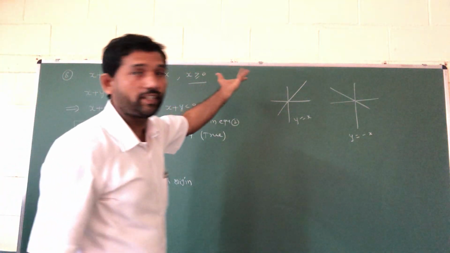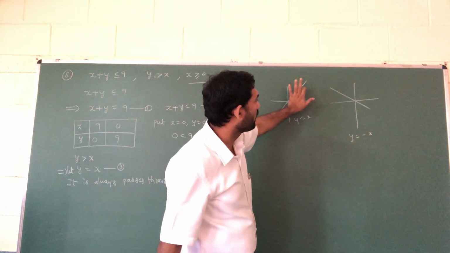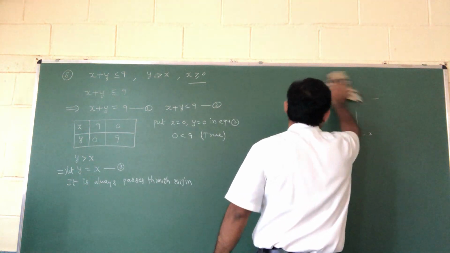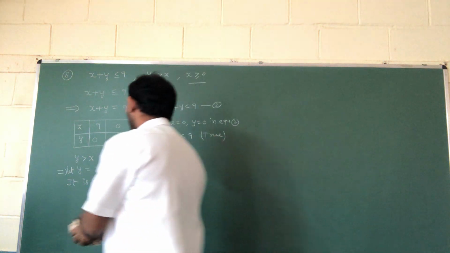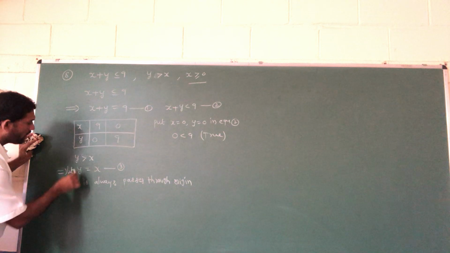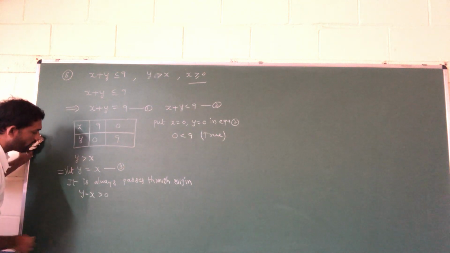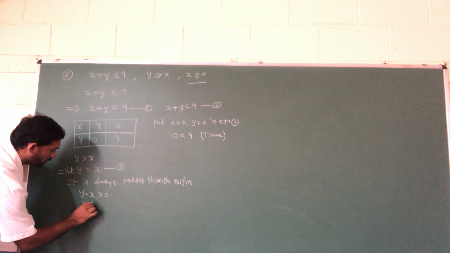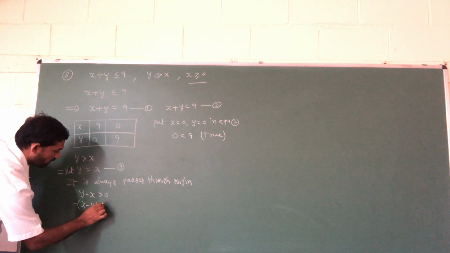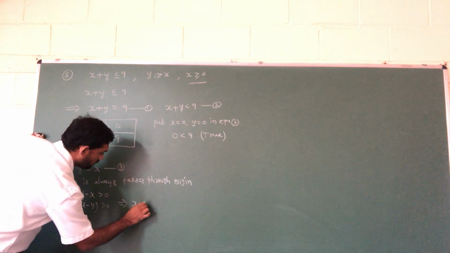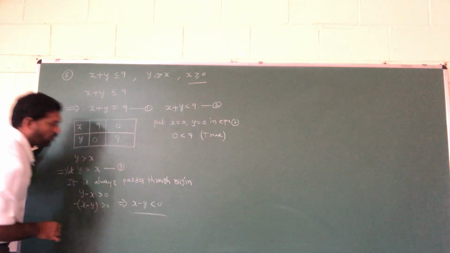Now, whether to shade the upper side or shade here, we will decide now. Let us see, sir. Here y minus x greater than 0. So this is simplified to x minus y greater than 0. Multiplying by minus on both sides, what happens? X minus y less than 0.